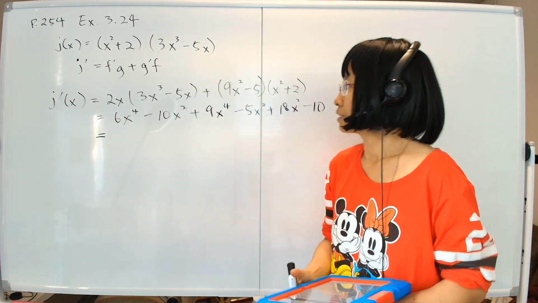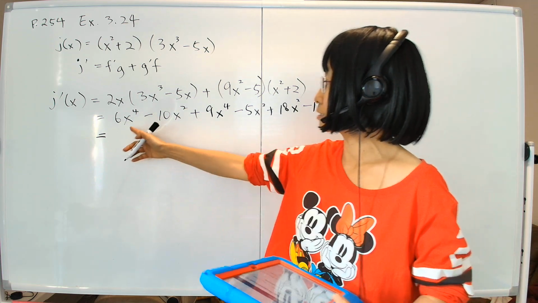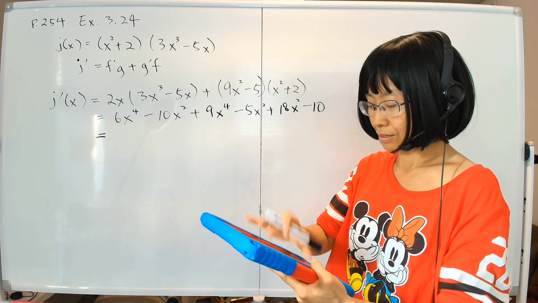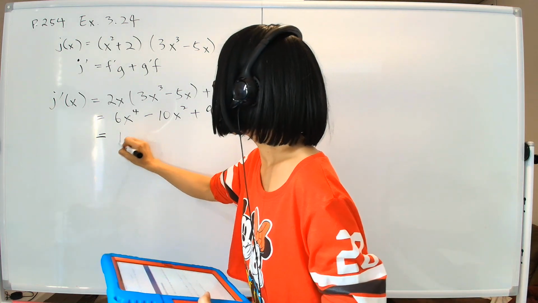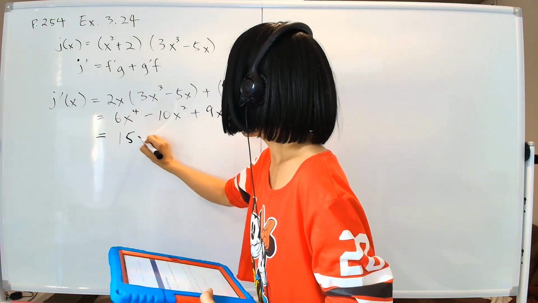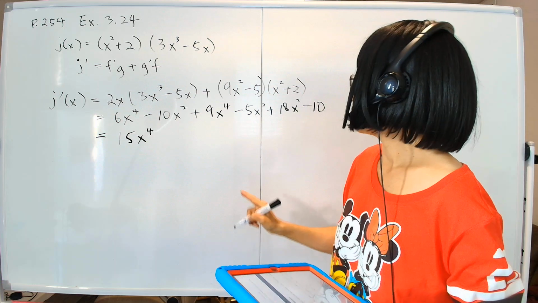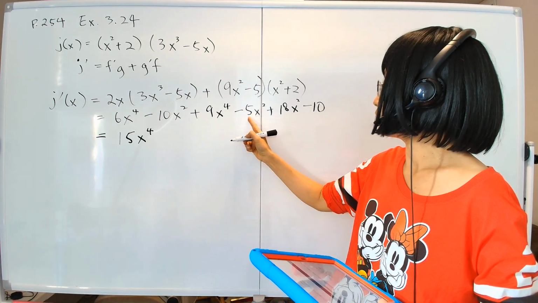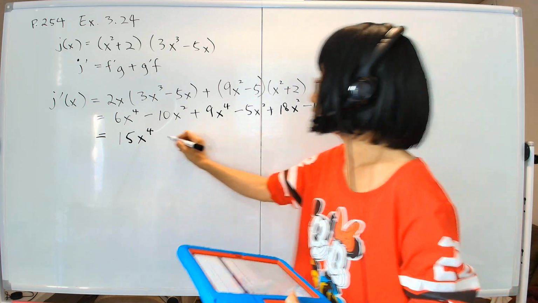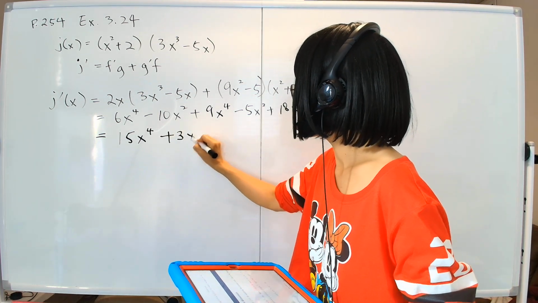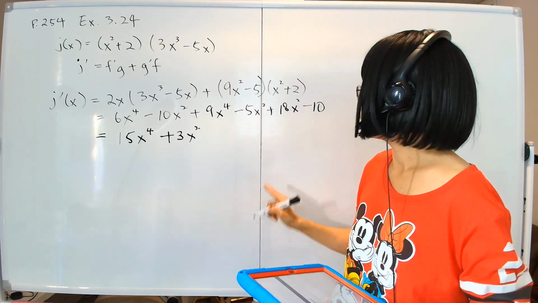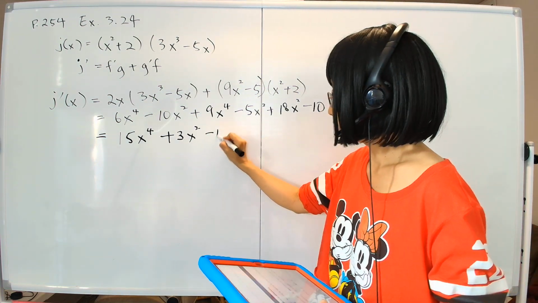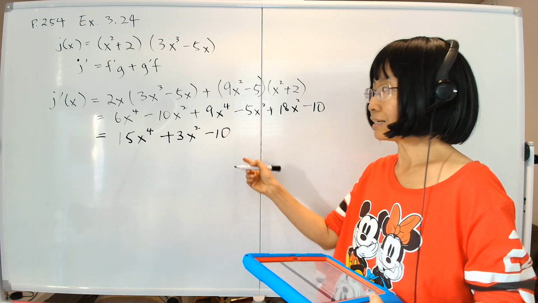All right. So that is 6 plus 9 is 15. So far, so good. We have 15x to the power 4. And then for x squared, we have minus 10 minus 5, that's minus 15, plus 18 is plus 3. So we have plus 3x squared. And lastly, the numbers. We only got this, minus 10. And that is j prime.